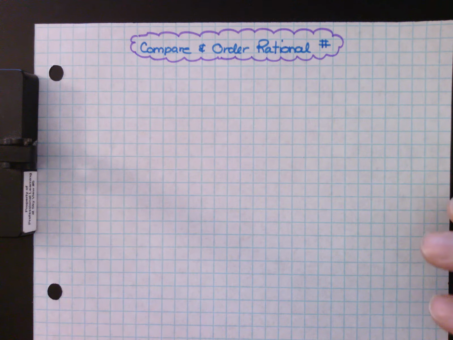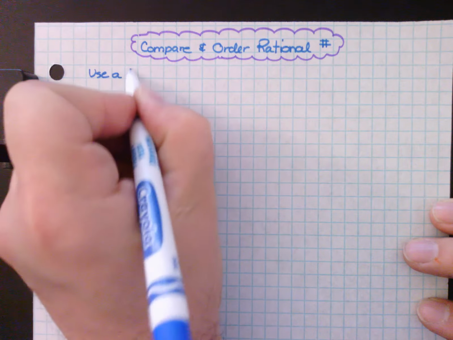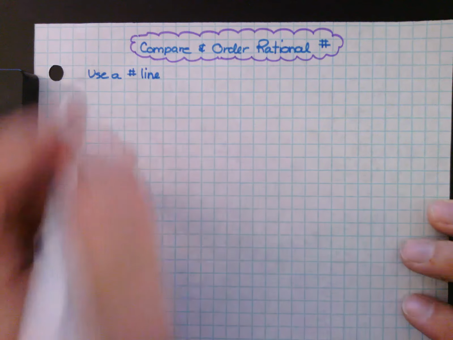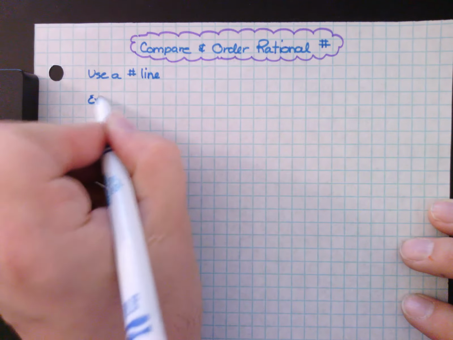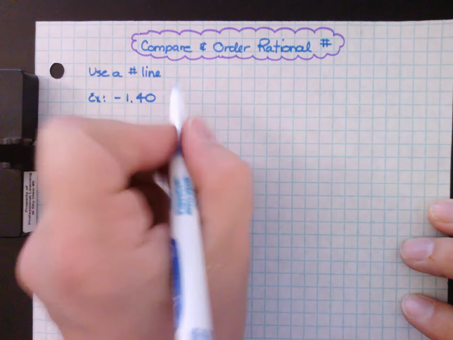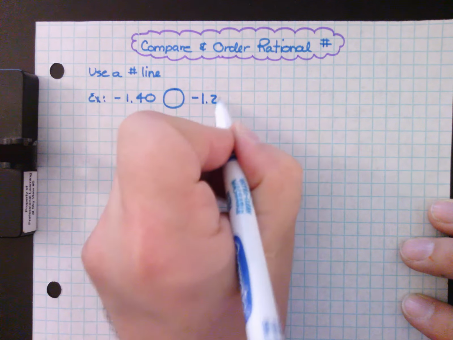Compare and order rational numbers. One option is to use a number line. It helps us to organize our numbers. So for example, negative 1.40, is that greater than, less than, or equal to negative 1.25?